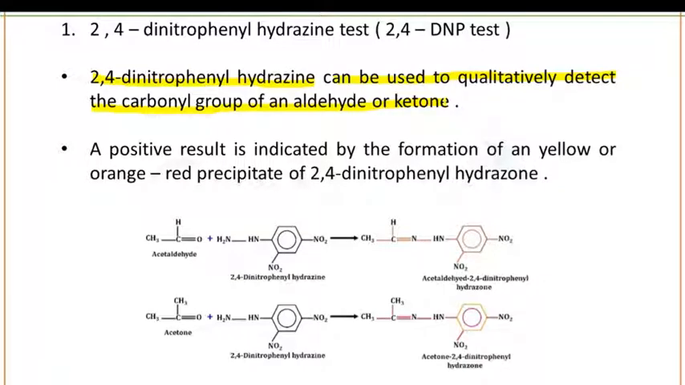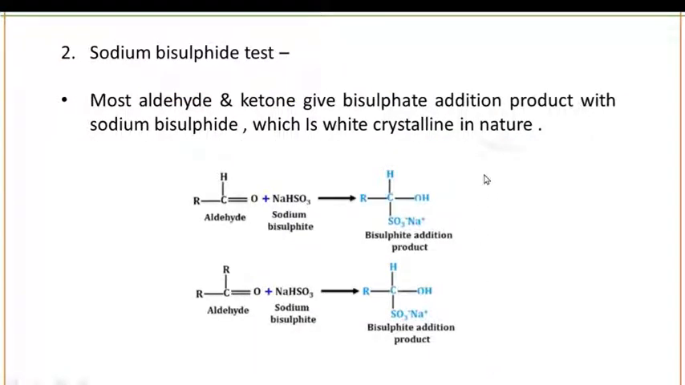A positive result is indicated by the formation of a yellow or orange-red precipitate of 2,4-dinitrophenylhydrazone. If a compound has a carbonyl group, then on reacting with 2,4-dinitrophenylhydrazine, there will be a formation of yellow or orange-red precipitate of 2,4-dinitrophenylhydrazone. Okay, for example, you have acetaldehyde reacting with 2,4-dinitrophenylhydrazine, then this will lead to the formation of acetaldehyde 2,4-dinitrophenylhydrazone. And if you have a ketonic group, that is acetone, reacting with this 2,4-DNP, then this will lead to the formation of acetone 2,4-dinitrophenylhydrazone.